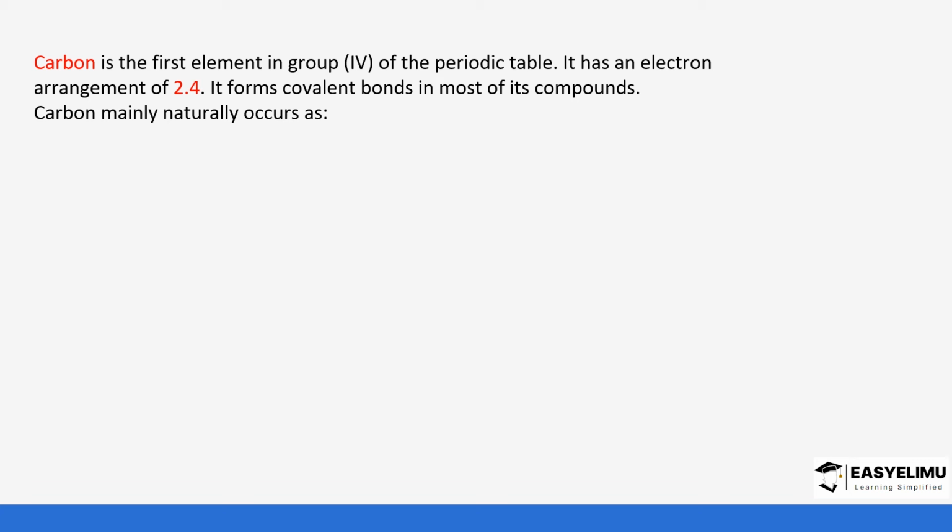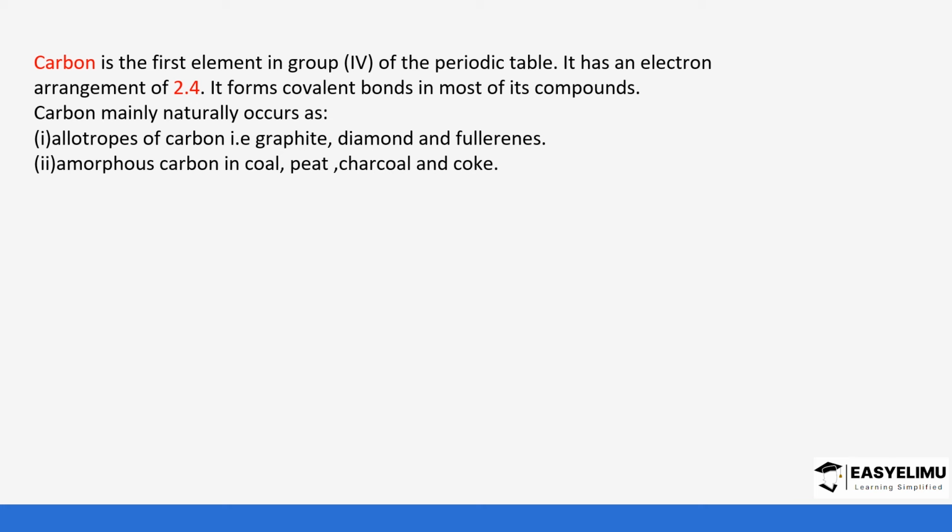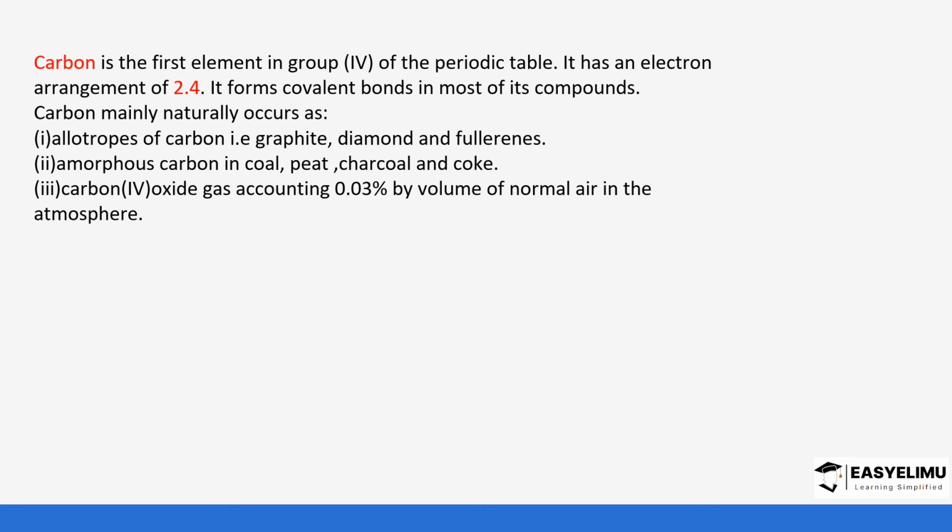Carbon does not ionize, it doesn't lose electrons, it shares electrons. It naturally occurs as allotropes of carbon, that is graphite, diamond, and fullerenes. It also occurs as amorphous forms of carbon, or later on we'll refer to them as the impure forms of carbon. This is in coal, peat, charcoal, and coke. Carbon is also found in carbon dioxide, which is around 0.03% of the volume of the air.